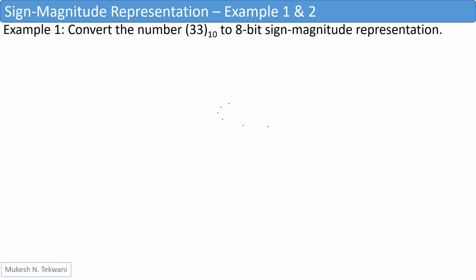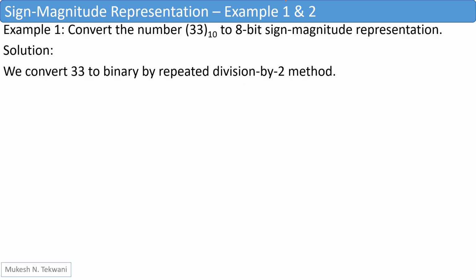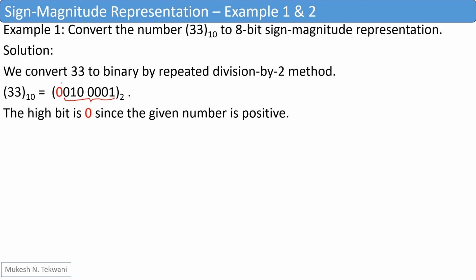Let us take an example. Convert the number 33 of decimal to 8-bit sign magnitude representation. Now let us observe this 33, we will convert it to binary by the division by 2 method, and we will get the value 0 1 0 0 0 1 0 1. So this is the magnitude of 33. We can verify that this is 33, and since we have a positive number, we take the sign bit as 0, that is the leftmost bit, and therefore the high bit we write it as 0.